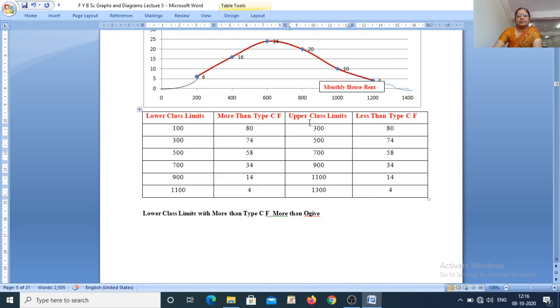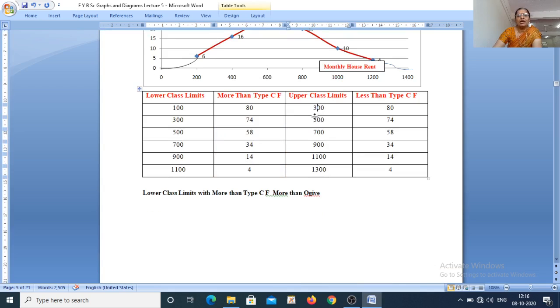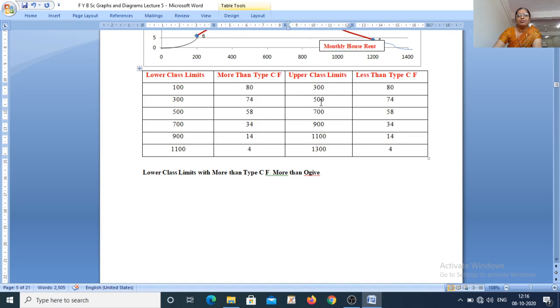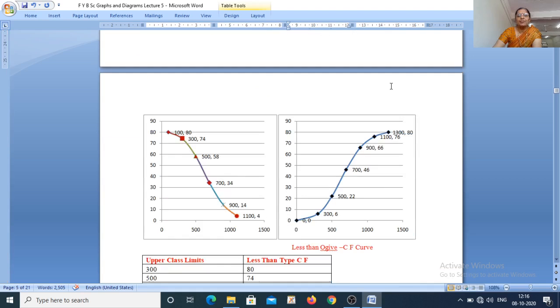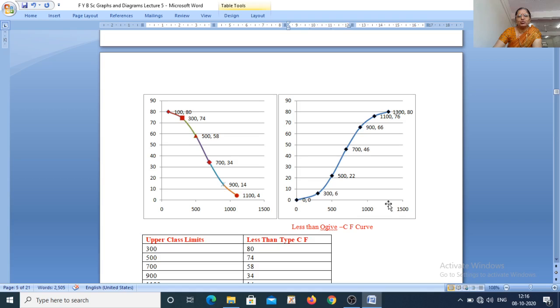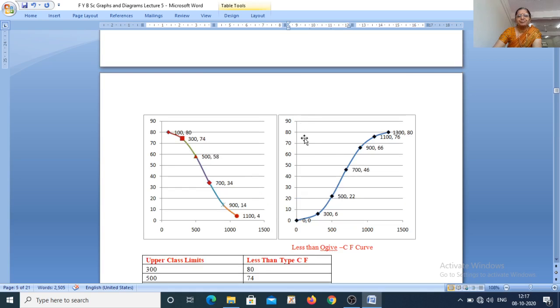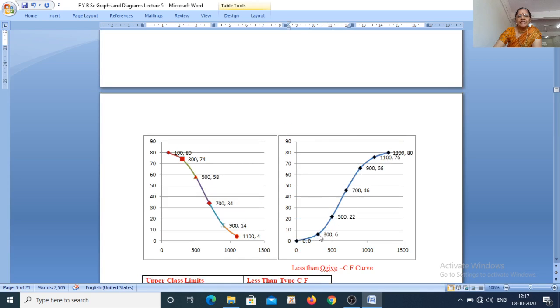Similarly, the other type of Ogive, which we call the less than type of Ogive, is obtained using the upper class limit and less than type cumulative frequency. So on the x-axis we have upper class limits, and on the y-axis we have less than type cumulative frequencies, and here each and every data point is plotted. Okay, so this is called the less than Ogive, which is of S shape. So this particular curve is also called a sigmoid curve, and this is the more than type ogive curve.